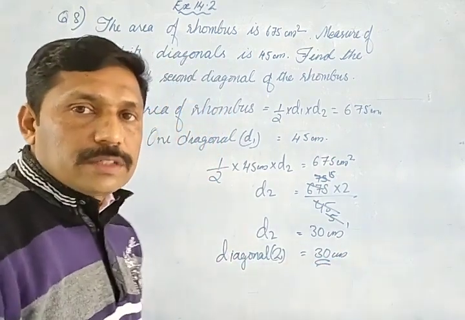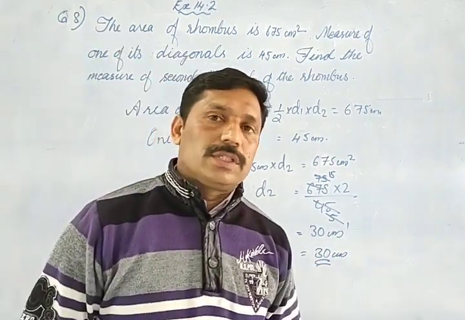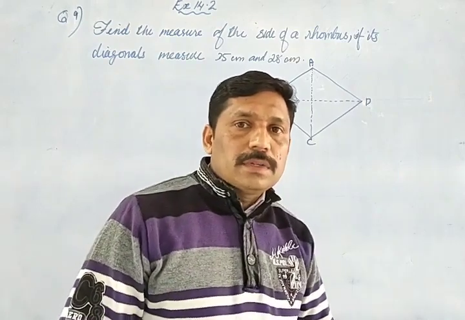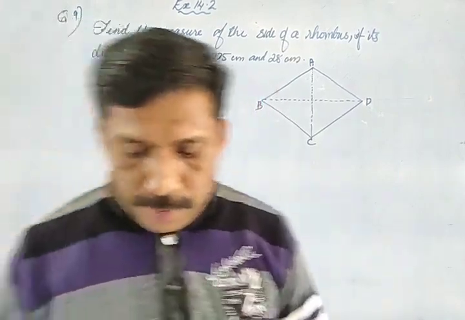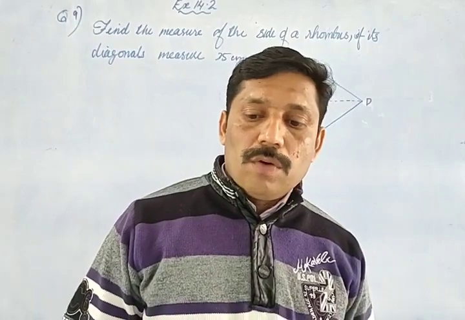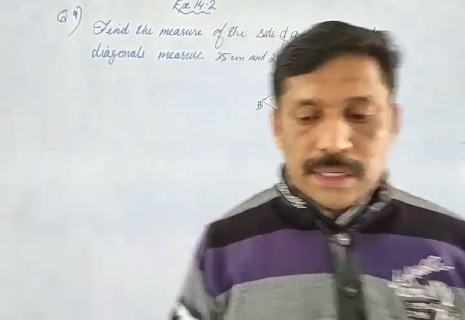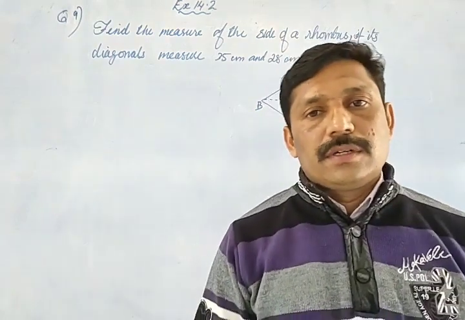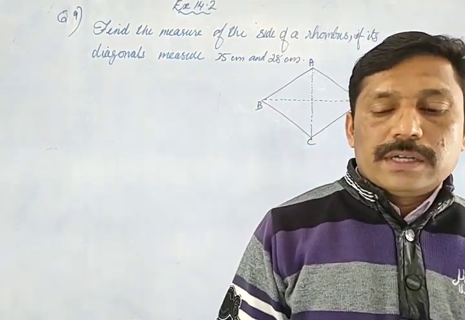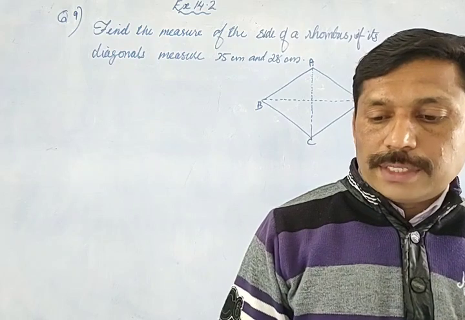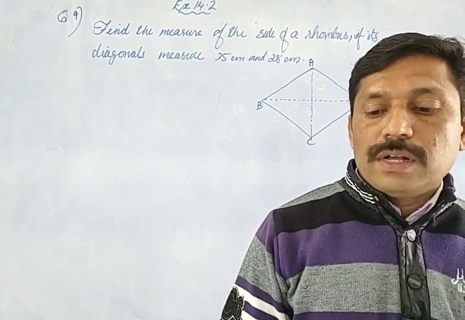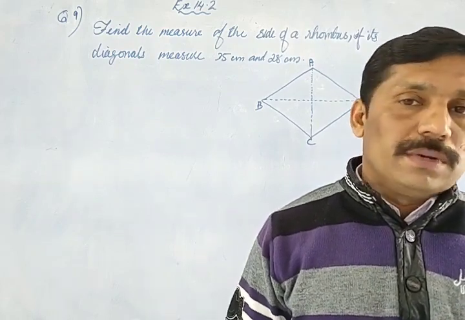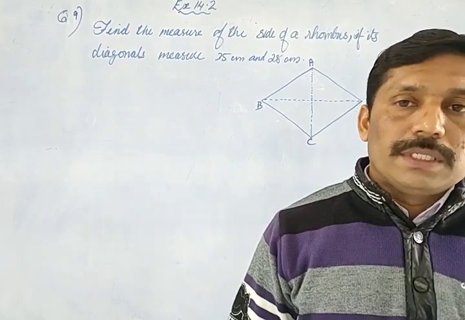So students, I think you understood this question. We will move to the next question. Students, look at the next question, question number 9. The question I will read. Find the measure of the side of a rhombus if its diagonals measure 35 centimeters and 28 centimeters. Both diagonal lengths of the rhombus are given. We want to find the measure of one side of the rhombus.